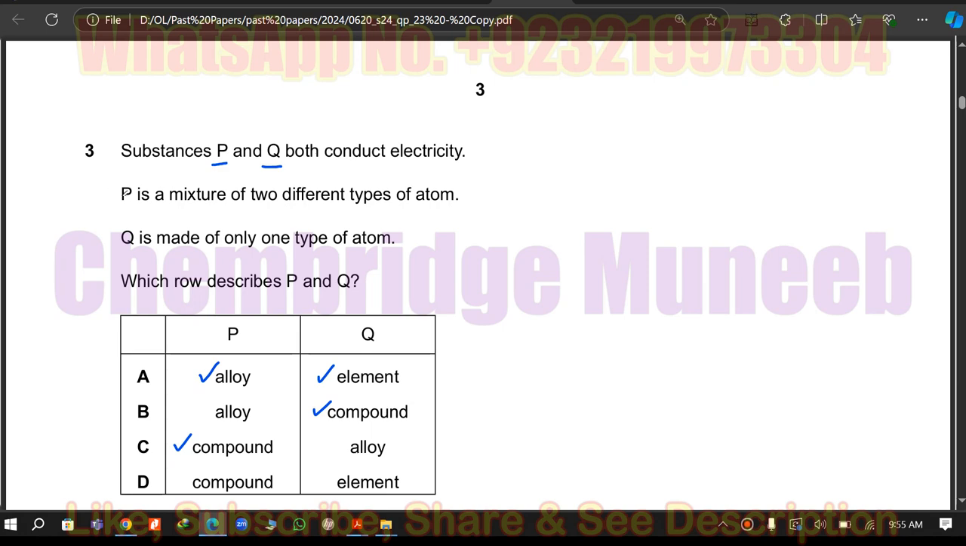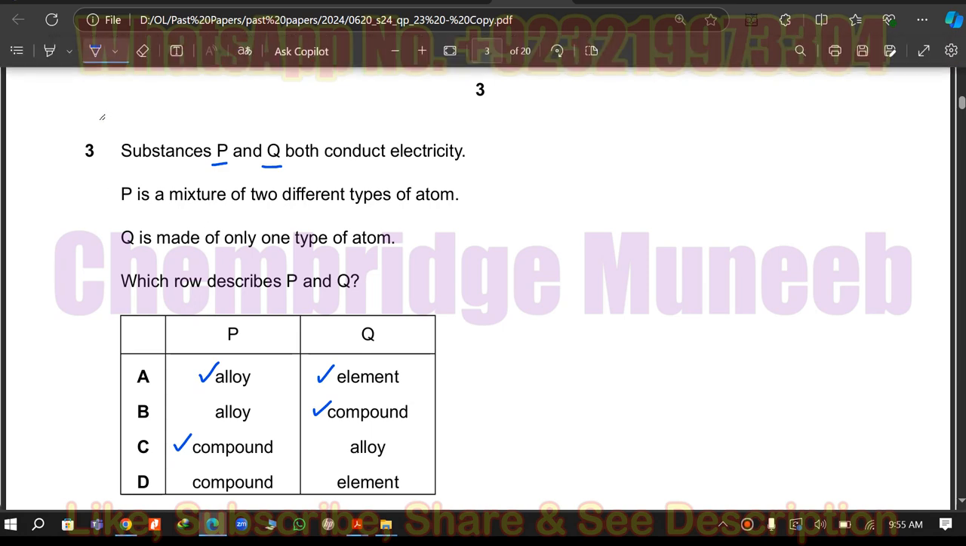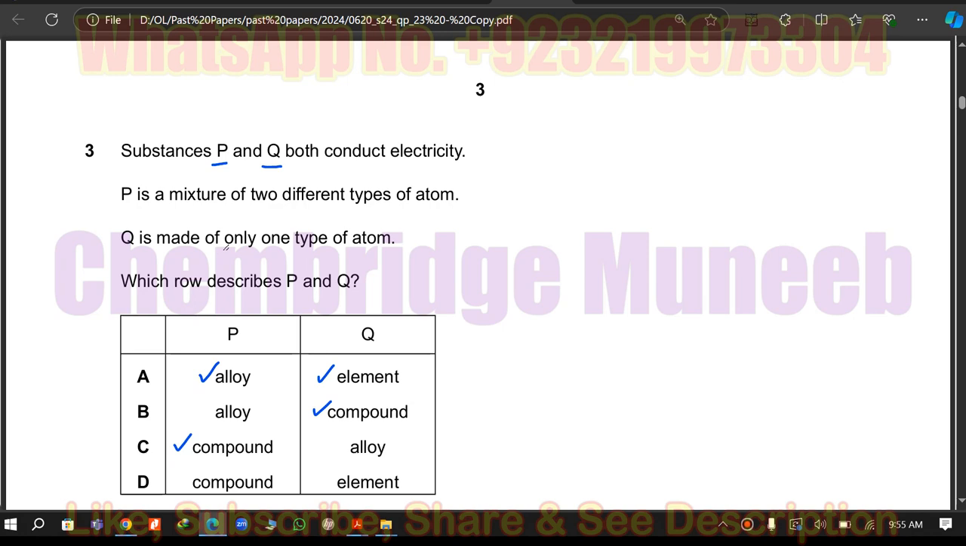The second statement says that P is a mixture of 2 different types of atoms. 2 different types of atoms means 2 different elements, not just one type of element, but 2 different types of elements. And Q is made of only one type of element, so there is just one element here, not 2 different elements.